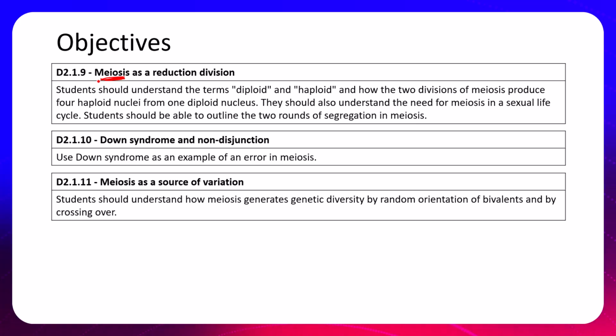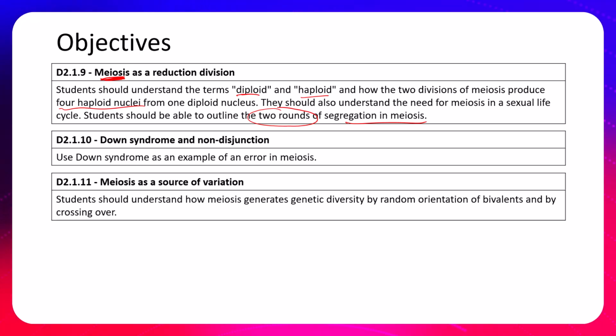calls out meiosis. Students should understand the terms diploid and haploid and how the two divisions of meiosis produce 4 haploid nuclei from 1 diploid nucleus. They should also understand the need for meiosis in a sexual life cycle. Students should be able to outline the 2 rounds of segregation in meiosis. Again, meiotic division requires 2 rounds of reduction division. We're going to talk about that in more detail as the video progresses.